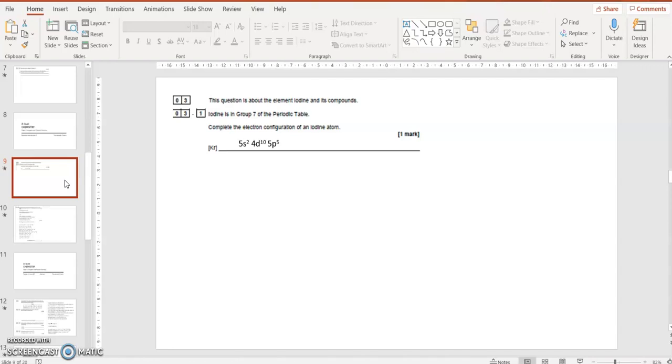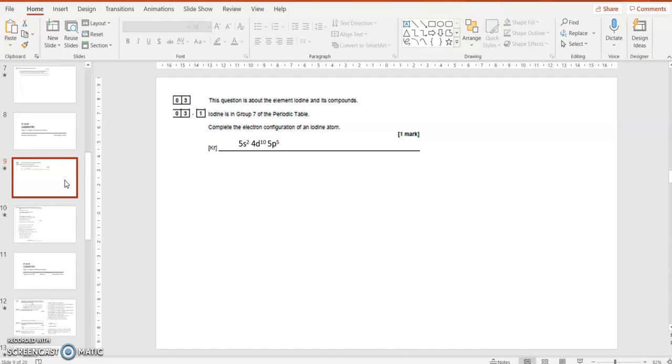Now iodine's a big atom, so they've given you Kr, krypton, which is the electronic configuration of an atom that has a full electronic configuration to the right in the periodic table in period 4. So in other words, you've just got to fill out the 5th energy level of electrons. So it'll go 5s2, 4d10, 5p5.